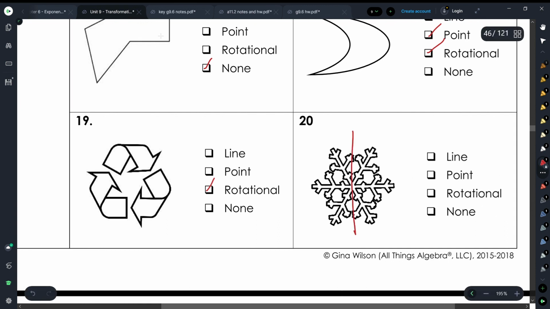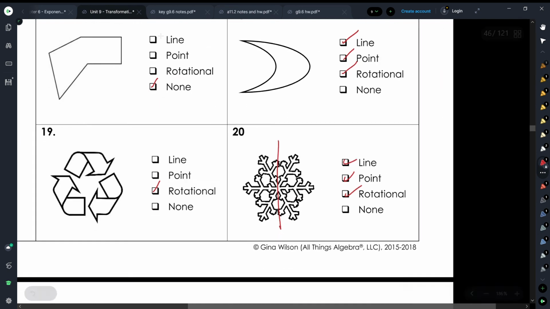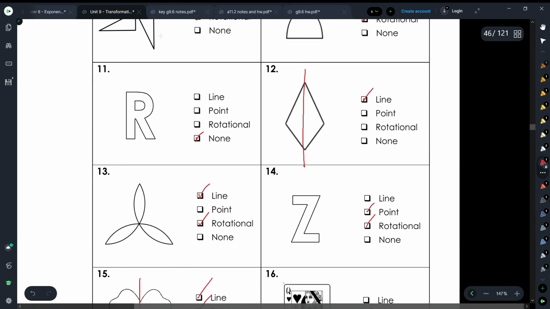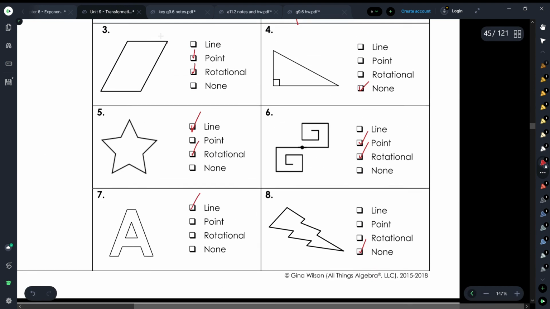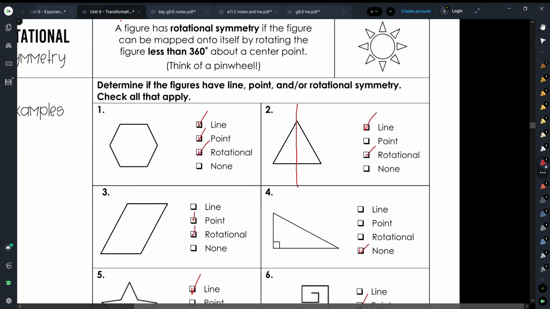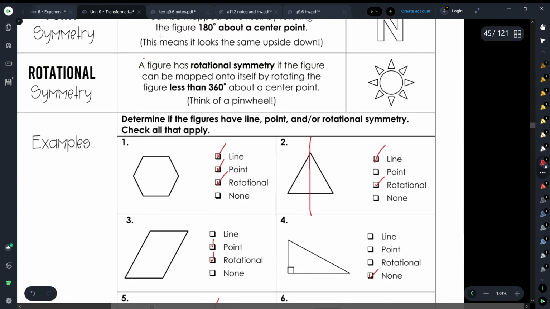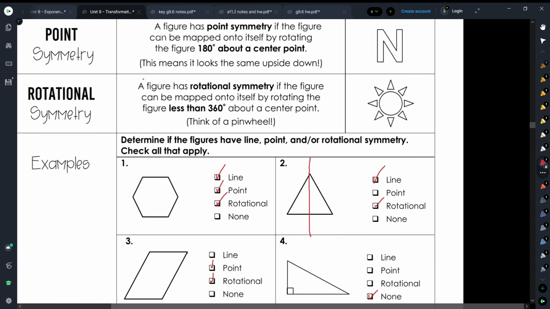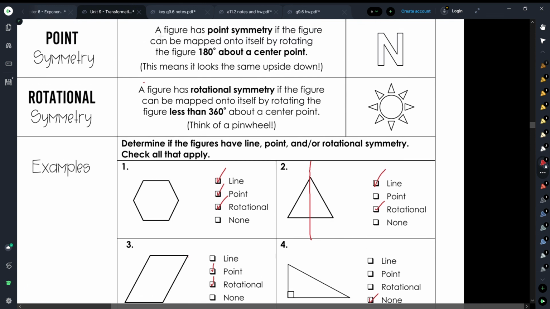Ooh, snowflakes are wonderful. They're very symmetrical. They have the line, they have point, and they have rotational in this case. And there you go. That's the lesson, guys. Just kind of getting used to seeing those things. I couldn't really show it very well on a video because I can't turn my paper, but you get the gist of the lesson. Okay, it's a short lesson.